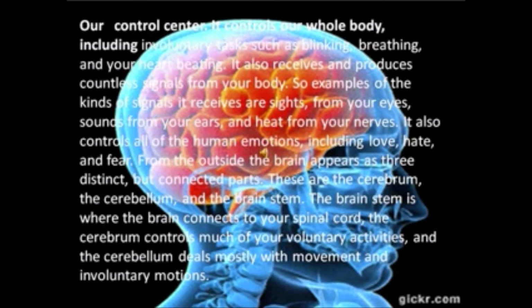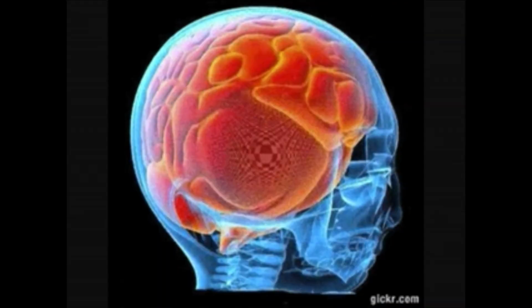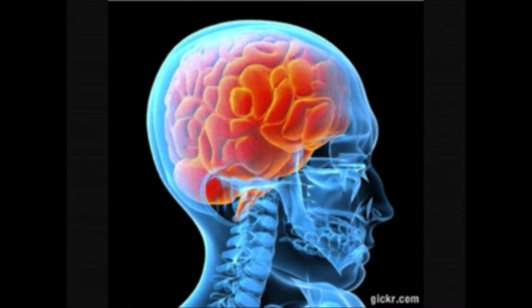Our control center. It controls our whole body, including involuntary tasks such as blinking, breathing, and your heart beating. It also receives and produces countless signals from our body. So, examples of the kinds of signals it receives are sight from your eyes, sounds from your ears, and heat from your nerves. It also controls all the human emotions, including love, hate, and fear.